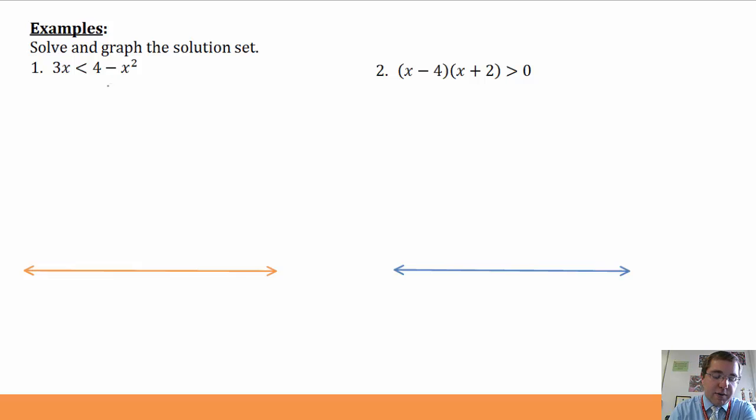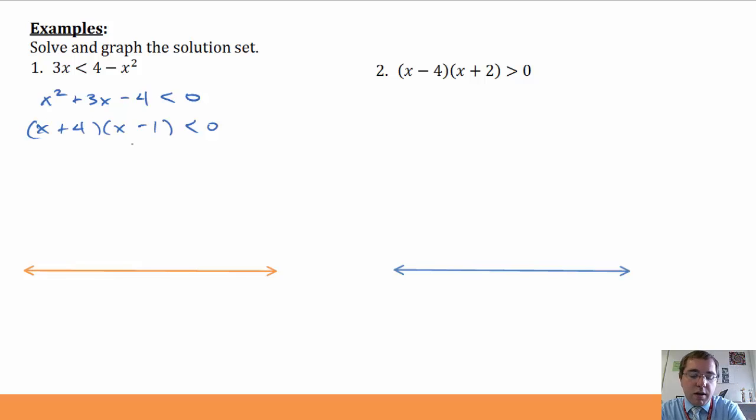So I'm going to add x squared to the left-hand side. And I'm going to subtract 4 over to the left-hand side. So I get x squared plus 3x minus 4 is less than 0. Alright, I have a 0 on one side now, so I need to factor the other side. So I can factor x squared plus 3x minus 4, and it's going to be x plus 4 and x minus 1. So x plus 4 times x minus 1 is less than 0.